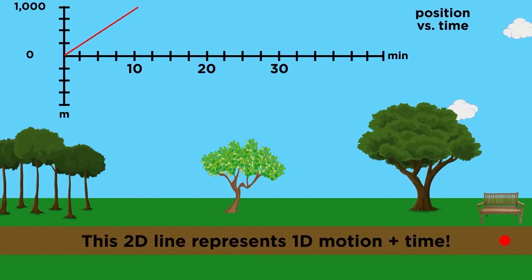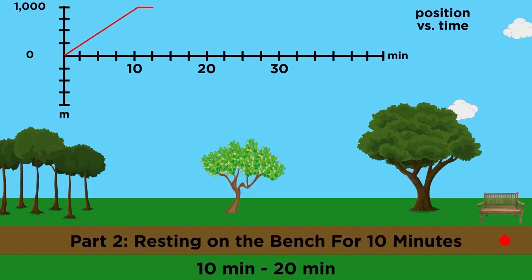Be sure to understand that this line does not represent a path in 2 dimensions. All the motion is along one line, but you are also moving forward in time, and that's what the x-axis represents. Now you are at the bench, and you sit and look at the trees for 10 minutes while thinking about snacks. This means you will move forward in time by 10 minutes, but your position will not change.